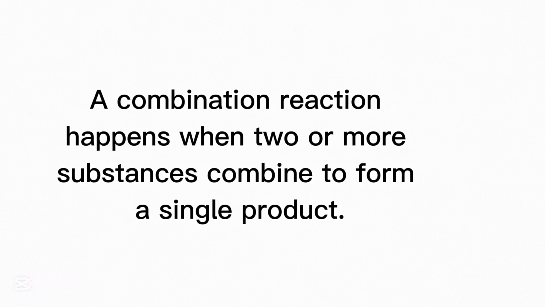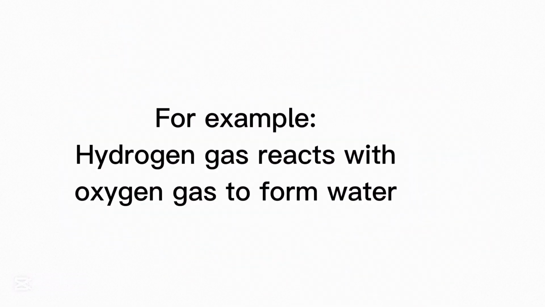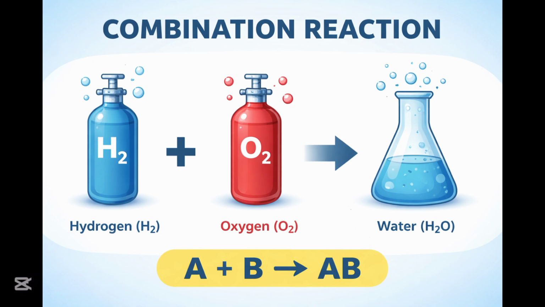A combination reaction happens when 2 or more substances combine to form a single product. For example, hydrogen gas reacts with oxygen gas to form water. Let's see this image. This image shows the reaction of hydrogen plus oxygen to give water. This is an example of a combination reaction. Now, let me repeat myself clearly again. We say combination reaction is the reaction where 2 or more substances react together to give a single product.